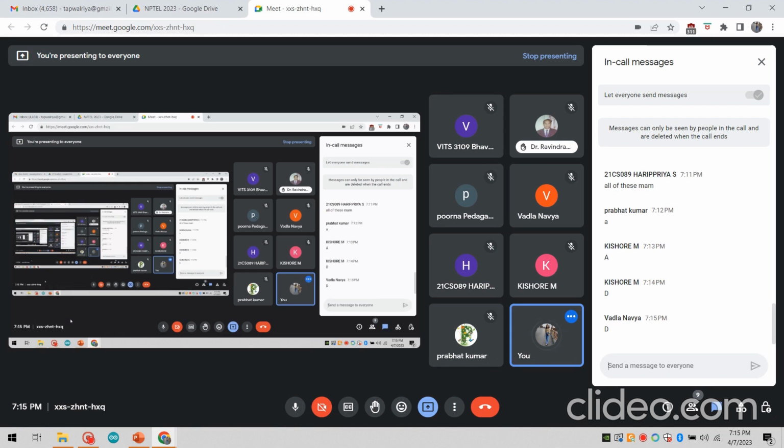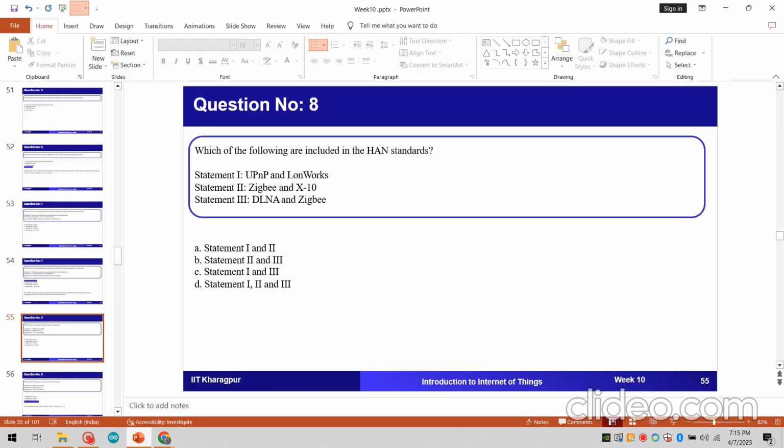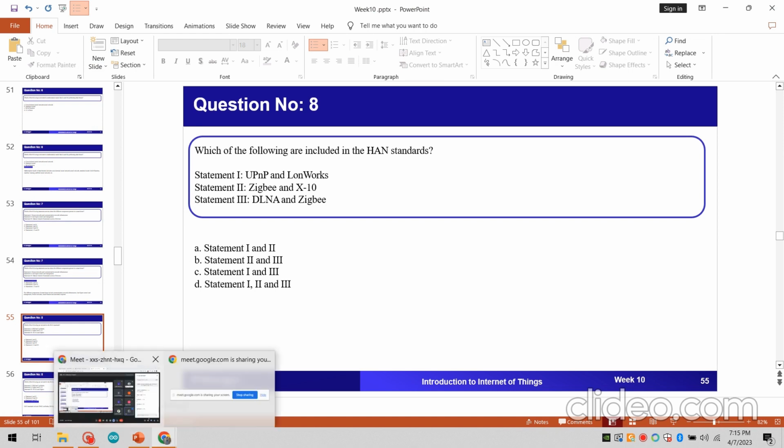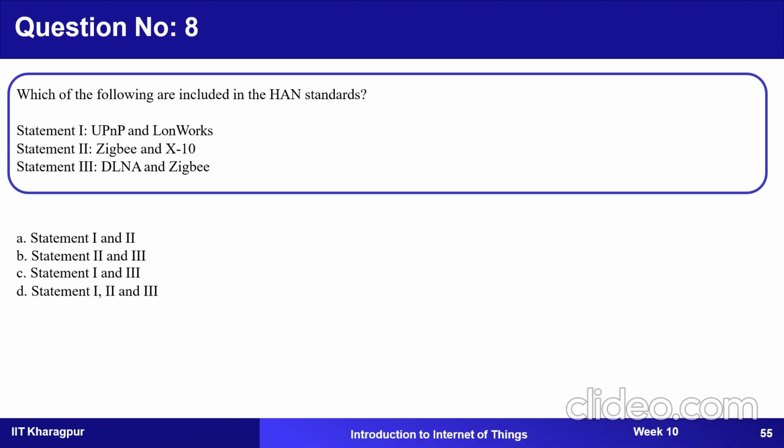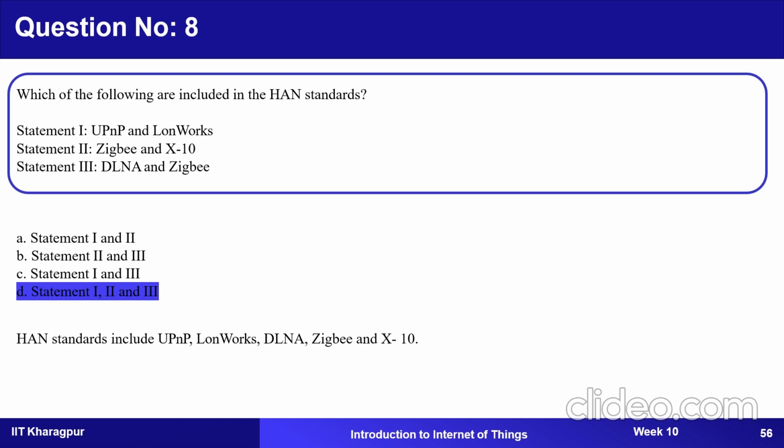D. Okay. Others also please reply. If you are not able to recall, go to that slide and check what the different standards of home area networks are. So the correct option for this is D. So all these, UPnP, LonWorks, ZigBee, X10, DLNA, are the standards in your home area networks.